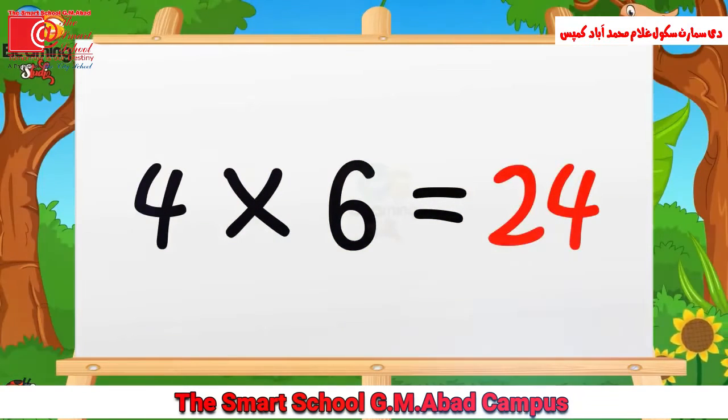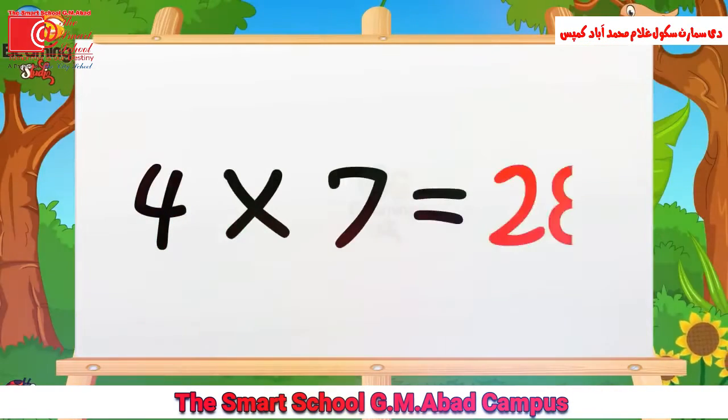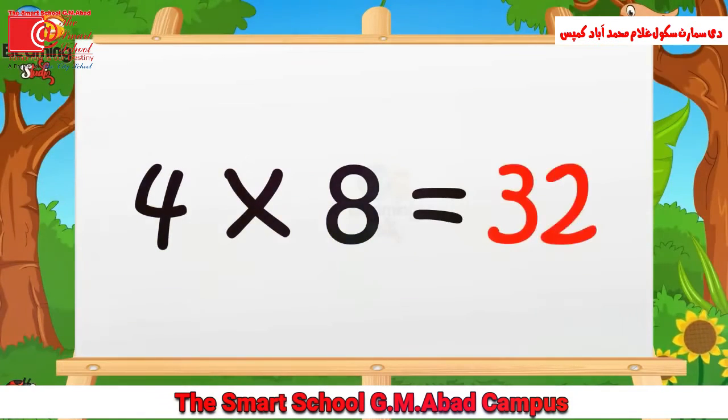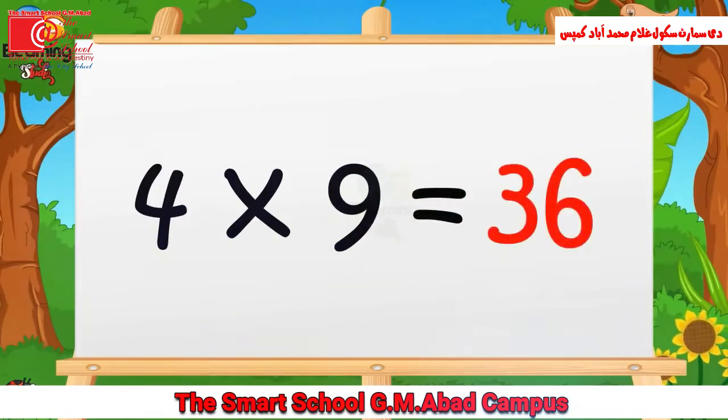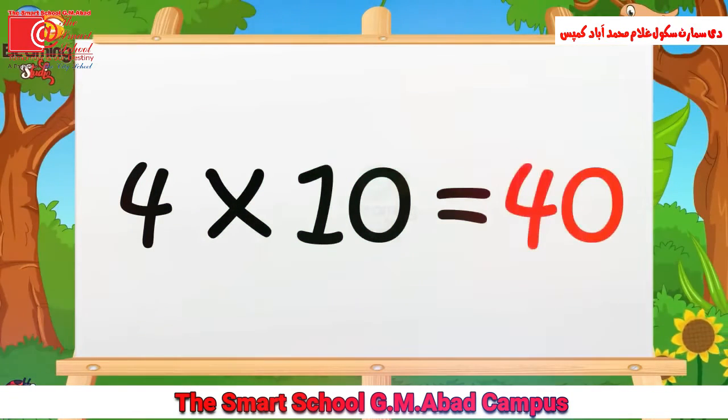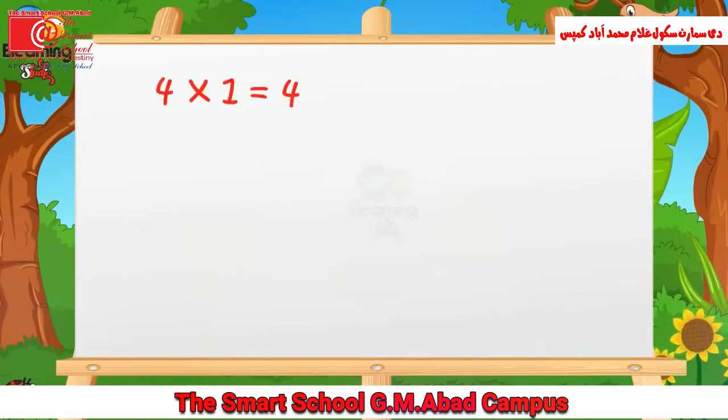4 sixes are 24. 4 sevens are 28. 4 eights are 32. 4 nines are 36. 4 tens are 40. 4 ones are 4.